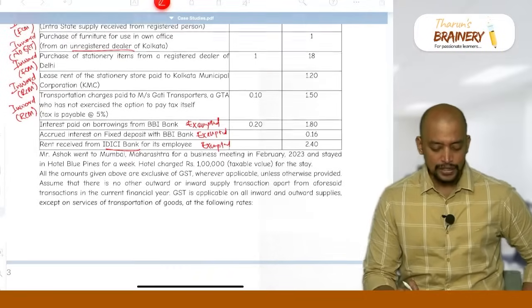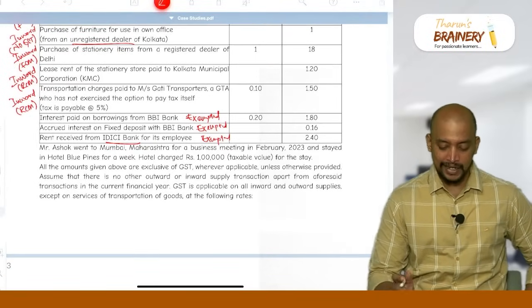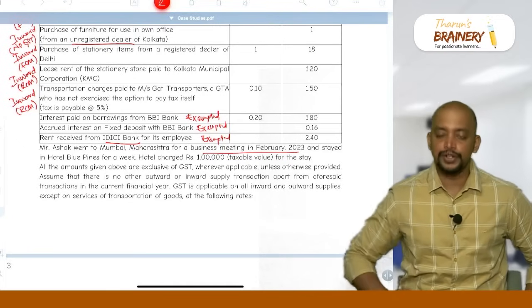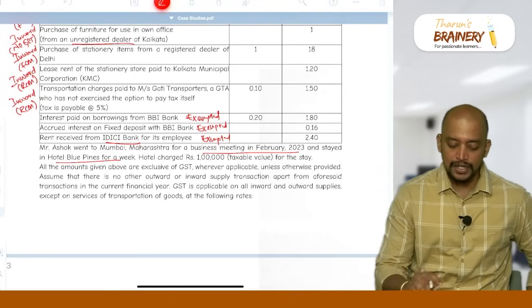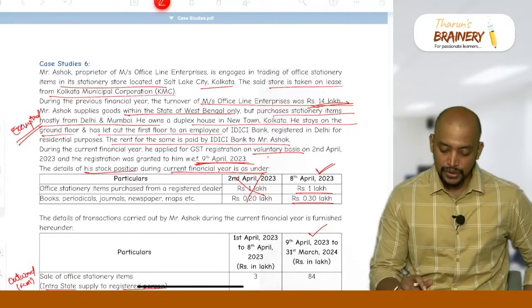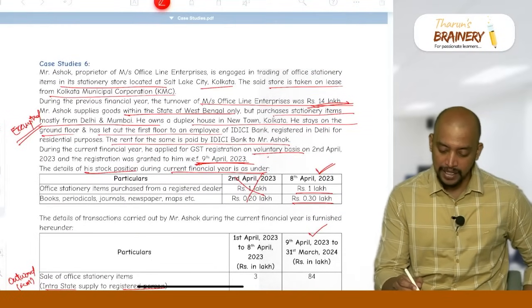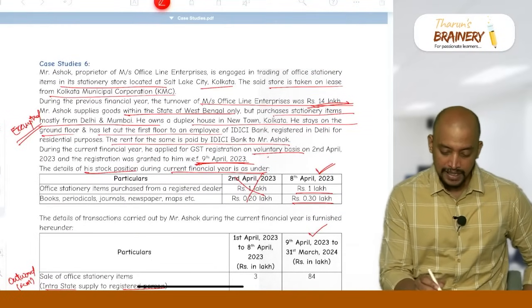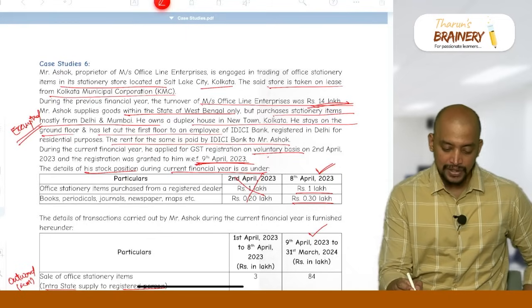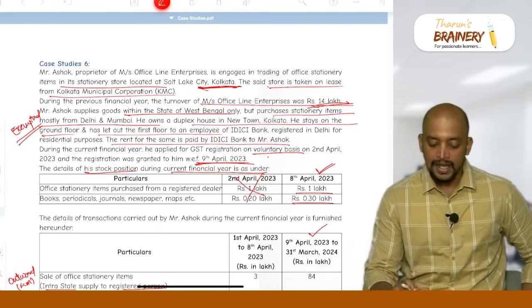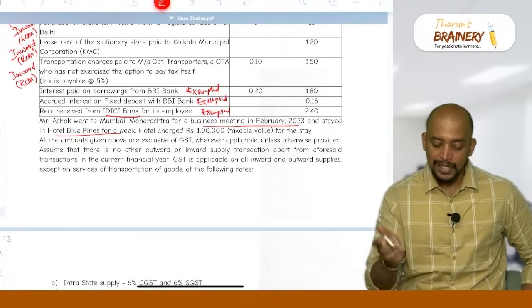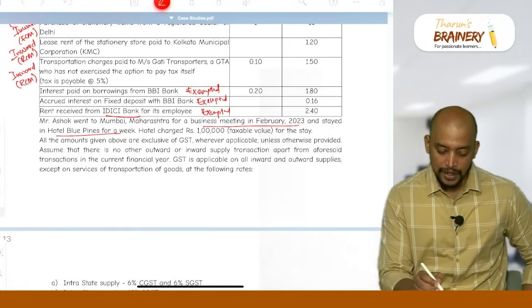Now, Mr. Ashok went to Mumbai, Maharashtra for a business meeting in February 2023 and stayed in Hotel Blue Pines. Where is Ashok actually registered? Ashok is getting registered on a voluntary basis. Where is he located? Engaged in trading of office stationery in Kolkata. Okay. But where is he going to? He is going to stay in a hotel.